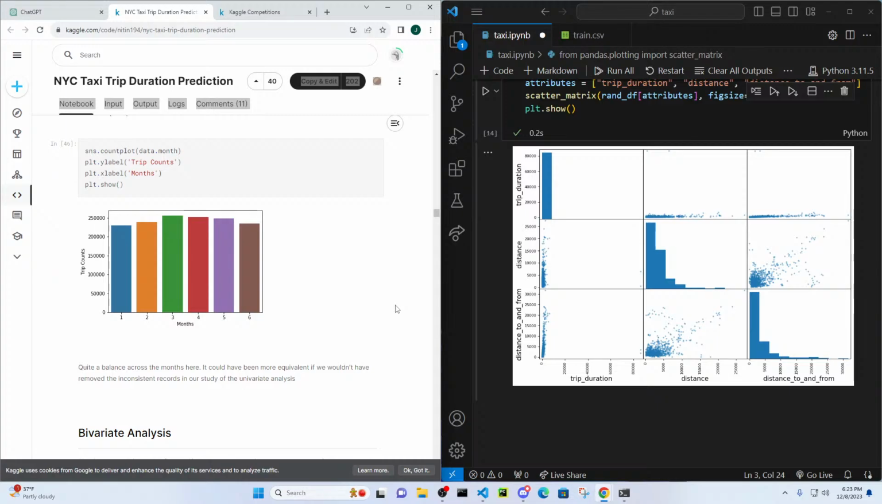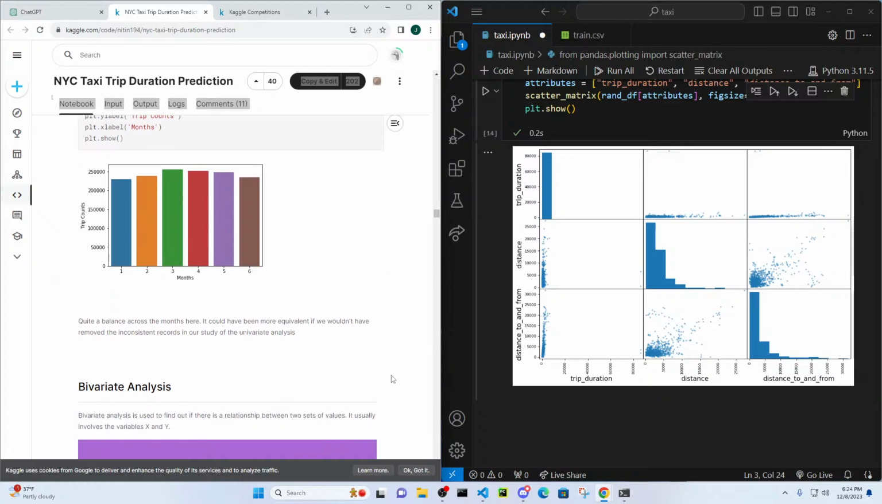It could have been more equivalent if we wouldn't have removed the inconsistent records in our study of the univariate analysis. What are the inconsistent records? I know we did remove some. I won't dwell on it for now. I'm going to go through it again anyways.